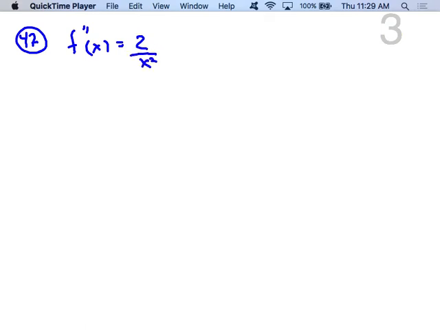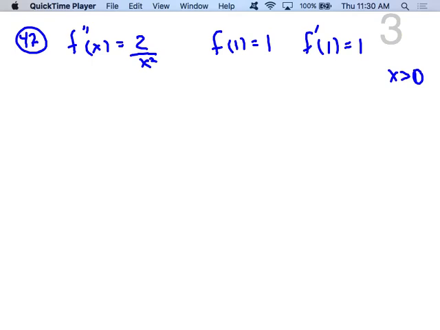When f of 1 equals 1, f prime of 1 equals 1, and x is greater than 0. We're gonna find f prime. When we find f prime, we're gonna have the c term. This will help me find the c term for f prime. Then we'll do it again and find f. We'll have a new c term, and that'll help me find that c term too.